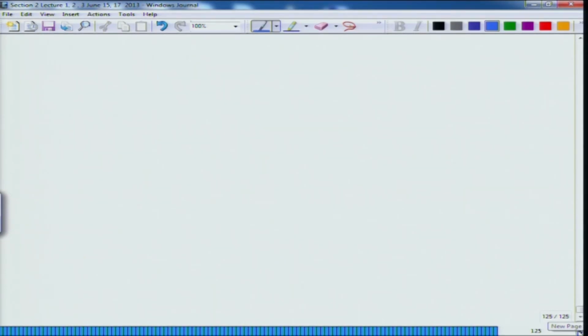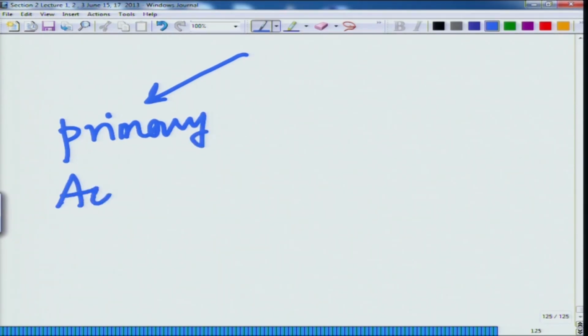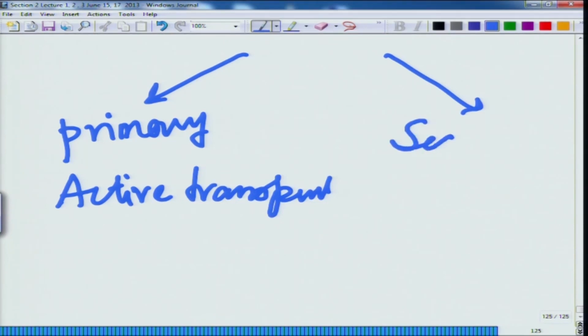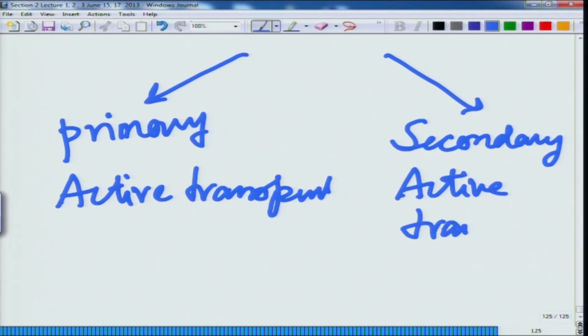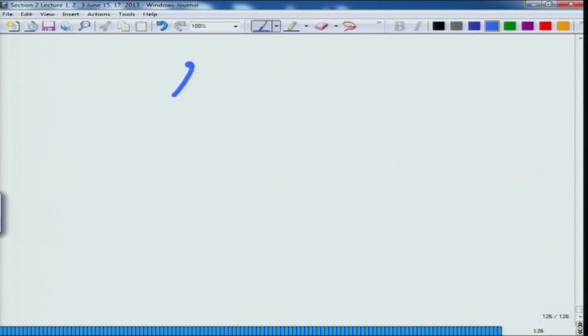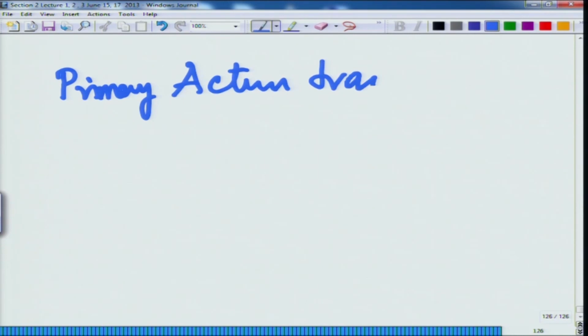In energy dependent transport phenomena, you have two kinds of active transport. One is called primary active transport, and you have secondary active transport. So, what is primary and what is secondary? Next slide we will talk about the primary active transport.